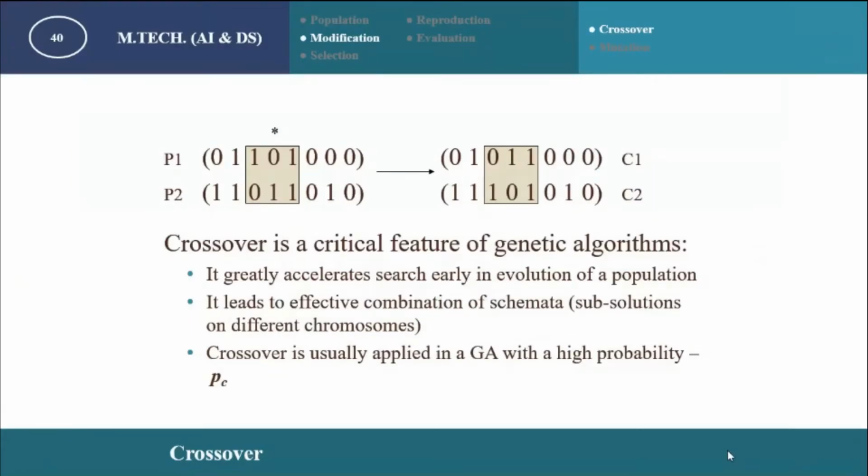The crossover is a critical feature in genetic algorithm that we have already discussed. It greatly accelerates search early in the evolution of a population. So it accelerates the global search. Actually, the crossover is done in order to do the global search procedure, so it is mostly used for the global search, and it greatly accelerates the search early in the evolution of a population.